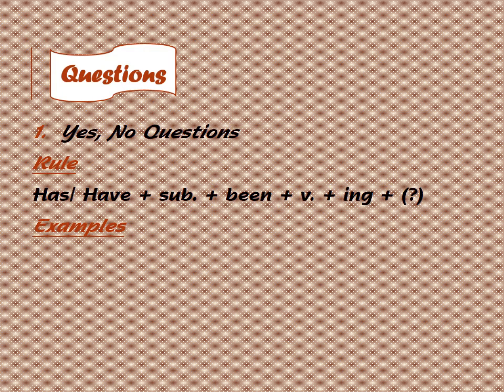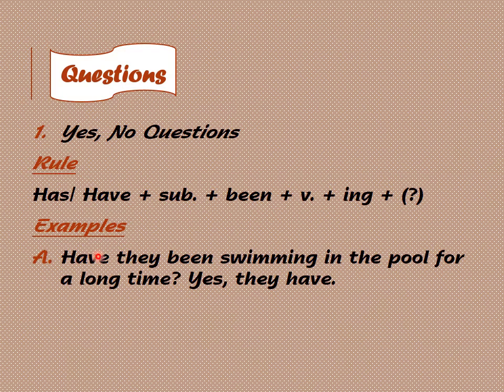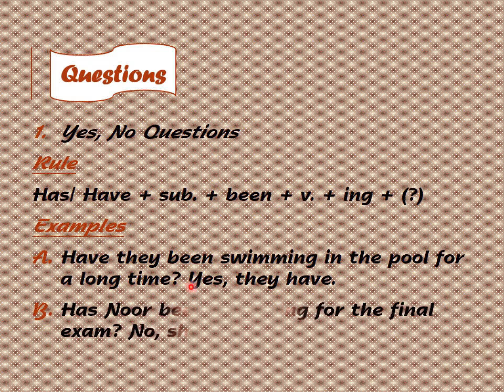Examples: Have they been swimming in the pool for a long time? Yes, they have. B. Has Noor been preparing for the final exam? No, she hasn't. Look at the two examples.